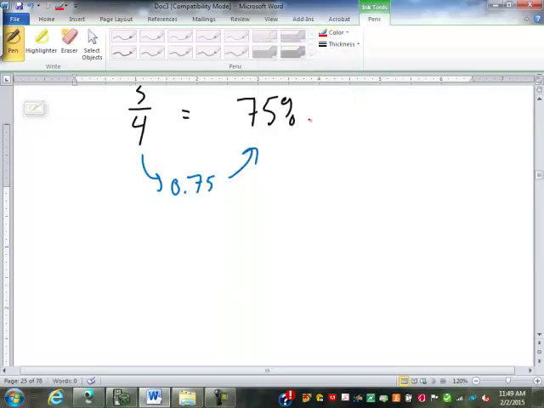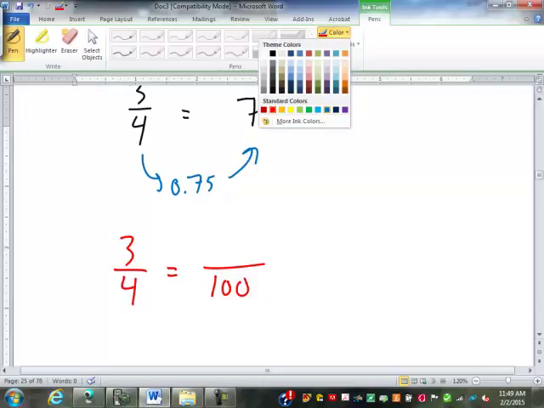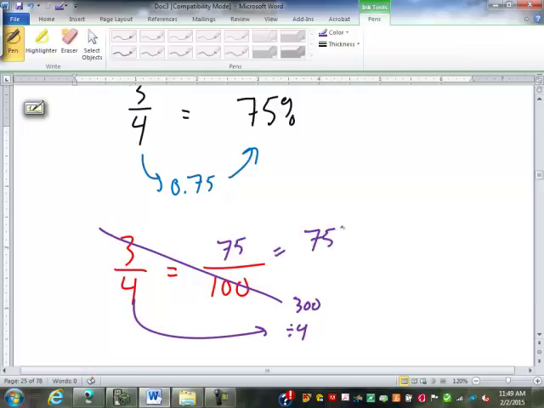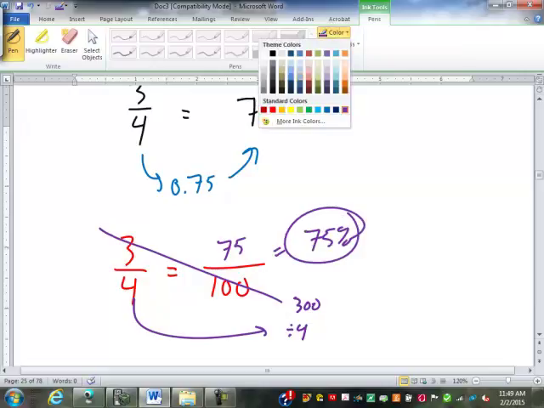The other way is just like we looked at with the decimals, 3/4 is 3 out of 4. We want to know, to be a percent, how many is that out of 100? You could multiply by 25 to change the denominator, or I'm going to go with cross multiply and divide. 3 times 100 is 300. Divided by 4 is 75. And 75 out of 100 is 75%.